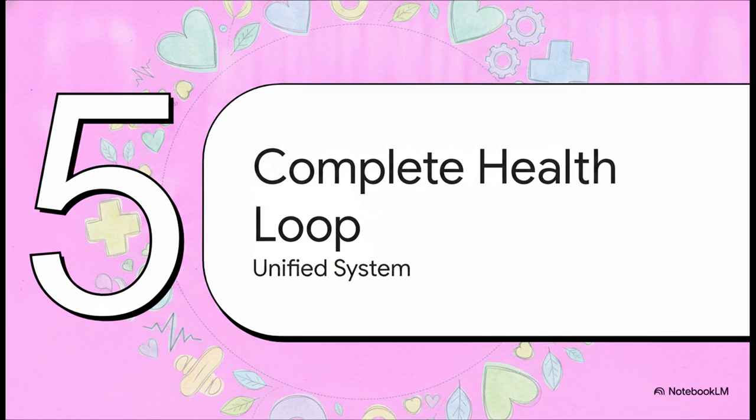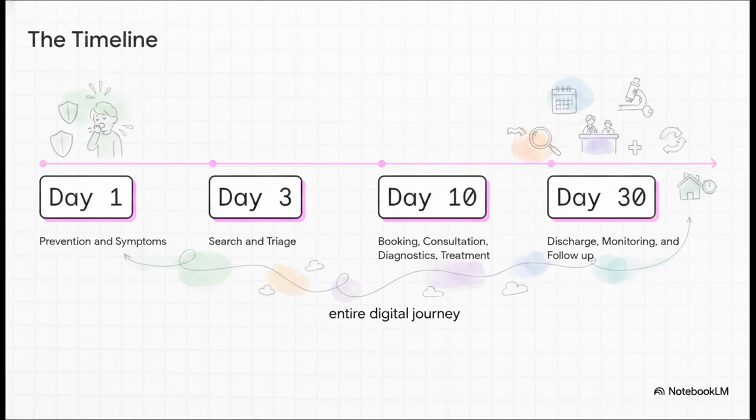Let's pull it all together in Section 5, the complete healthcare loop. Viewing this practically over, say, a 30-day period reveals the true massive scale of this journey. On day 1, your baseline of prevention is abruptly broken by symptoms. Fast forward to day 3, and the patient is deep into search and triage mode. The real heavy lifting, the booking, consultation, diagnostics, and treatment might cluster around day 10. And by day 30, they are navigating discharge, remote monitoring, and follow-up. It's a complete, spanning narrative arc managed perfectly by modern digital infrastructure. It's like a giant puzzle coming together seamlessly.